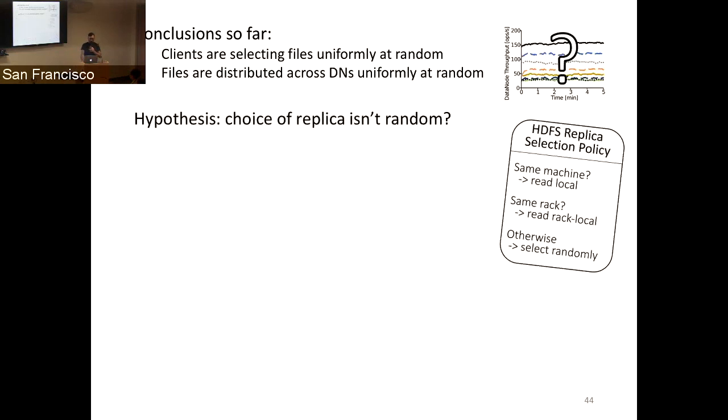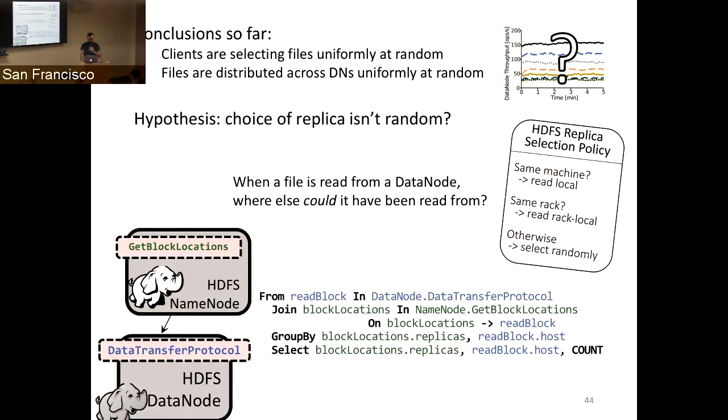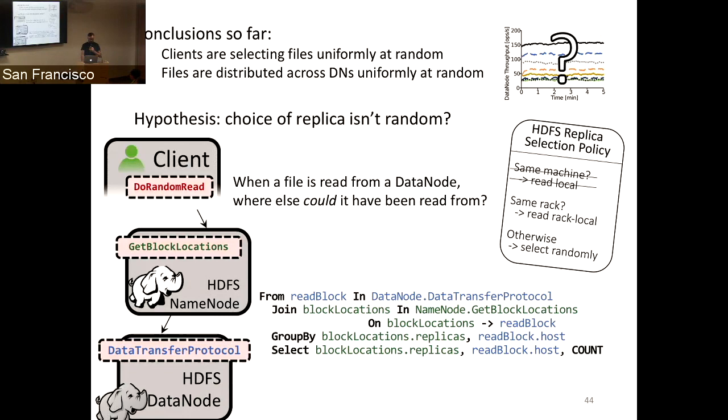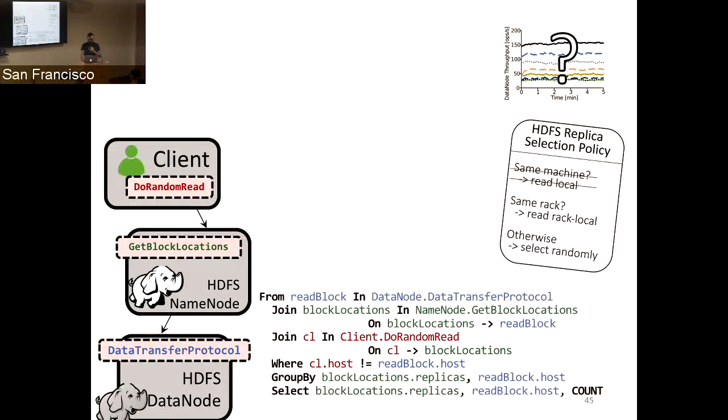So maybe the choice of replica isn't random. So we go back and say, okay, it should be the same machine. If not that, then you read from the rack. If not that, you select randomly. And so he writes a query for that. And again, this is the sort of thing where there's no way that you could expect someone to have passed this data down in the stack, but he could just dynamically instrument his system to get this information. And what he ended up finding, so many slides. I'm going to get through this quickly.